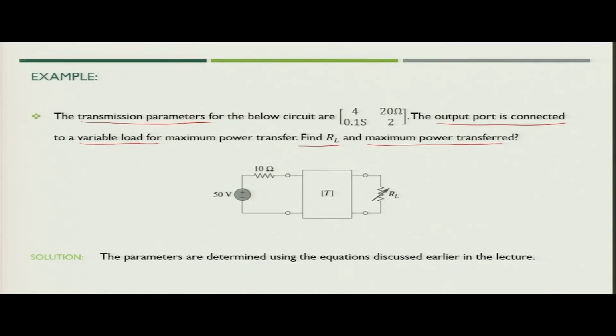We will first put the output port open circuit and then short circuit to find out the relationships. When you are required to find out the value of RL for maximum power transfer, the objective will be to find out the Thevenin equivalent of the circuit which is left to the RL. So, this particular segment needs to be represented as Thevenin equivalent. So, we will use ABCD parameters and find out the value of VTH and RTH, so that we can find out the value of maximum power to be transferred.